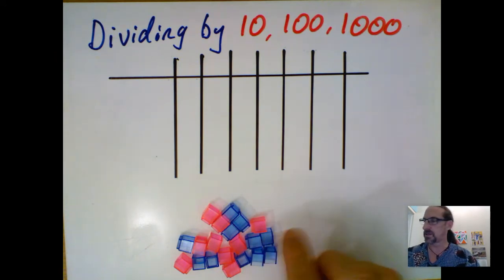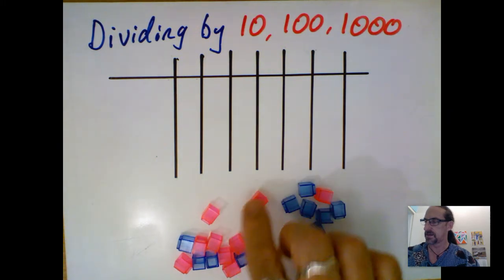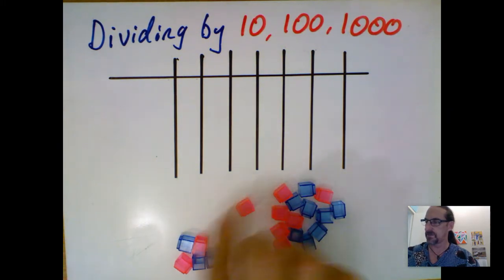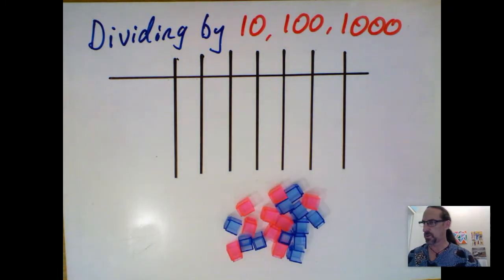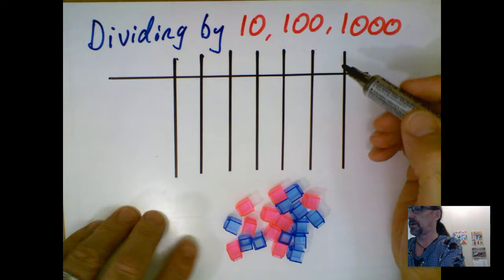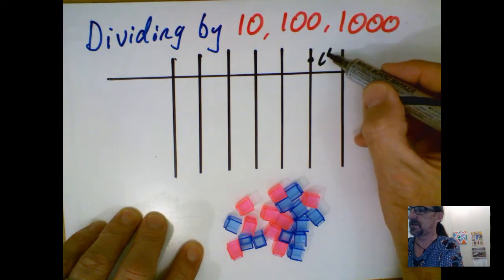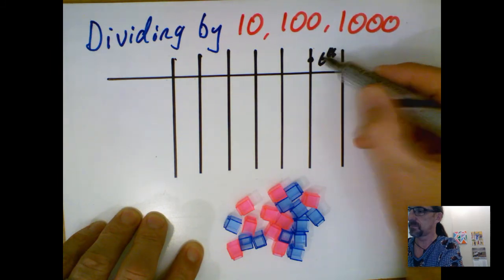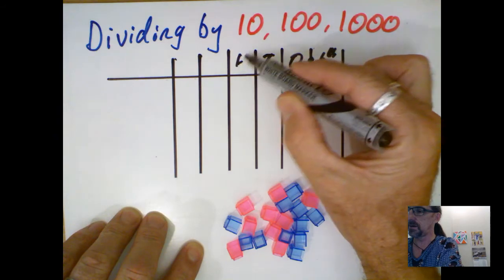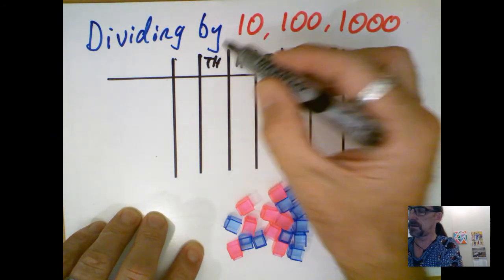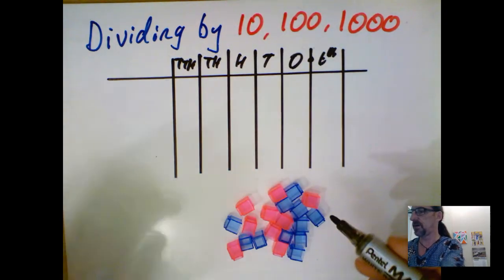Here I've got 20 counters, 1, 2, 3, 4, 5, 6, 7, 8, 9, 10, 11, 12, 13, 14, 15, 16, 17, 18, 19, 20. Okay, so we got 20. Oh, I forgot to label my place value chart here. Let's have these as tenths. And then we got ones, and we got tens, and we got hundreds, and we got thousands, and we got tens of thousands over here. If we get that far, let's see how far we go.